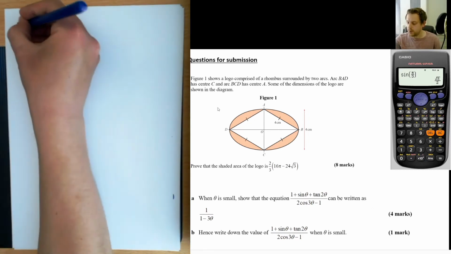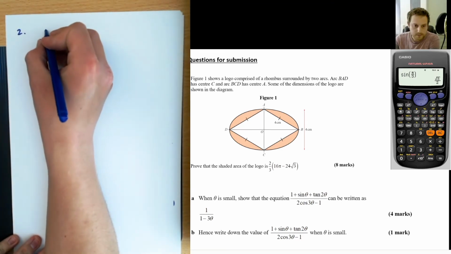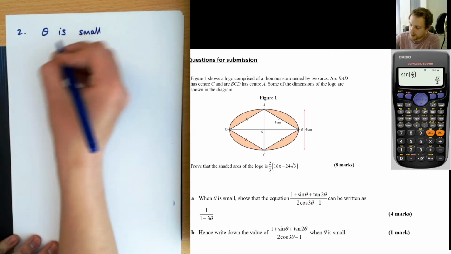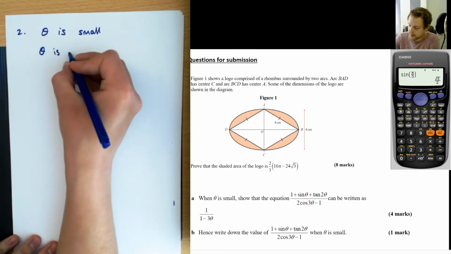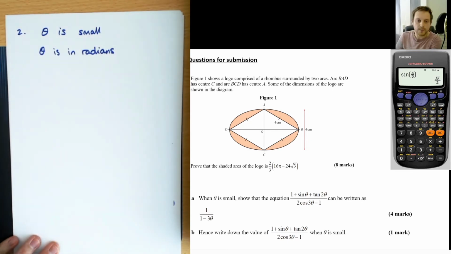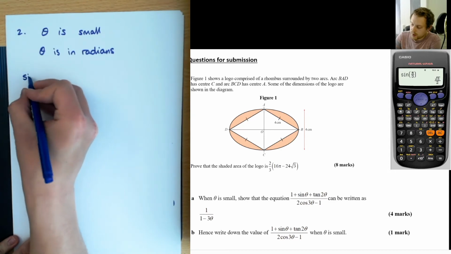Okay, so number 2. So when theta is small, I guess theta also has to be in radians. It doesn't say that in the question, but PowerPoint's all about radians, so I guess it's safe to assume. So let me just remind you what these small angle approximations are.